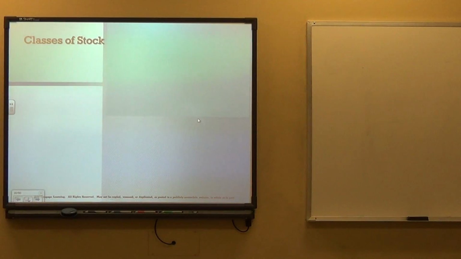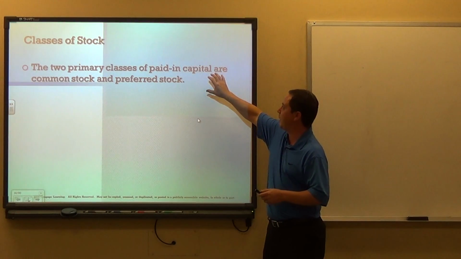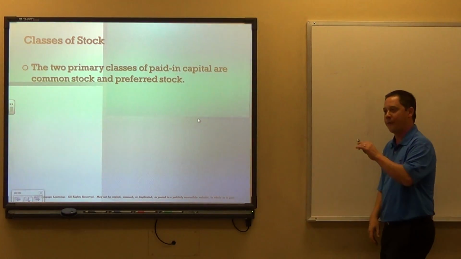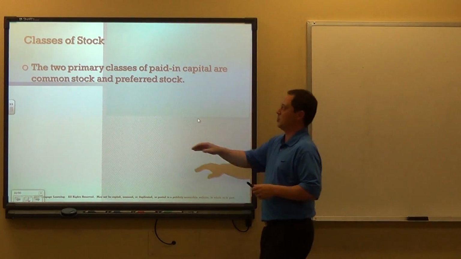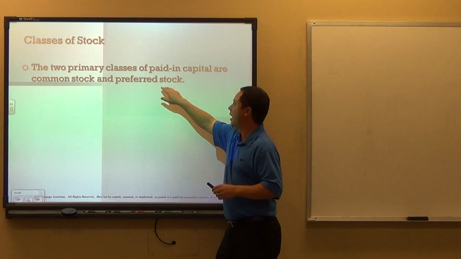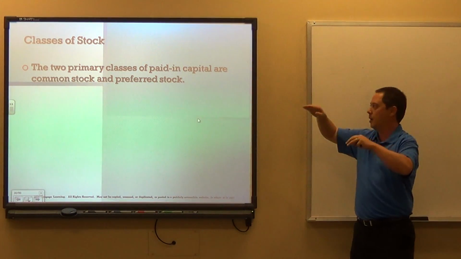All right, so classes of stock. We've already talked a little bit about some of them. I briefly talked about a couple of those. There are two primary classes of paid-in capital, common stock and preferred stock. As we talk about these in class, just know the differences between common stock and preferred stock. The preferred stock won't move as much. It won't fluctuate in price very much.